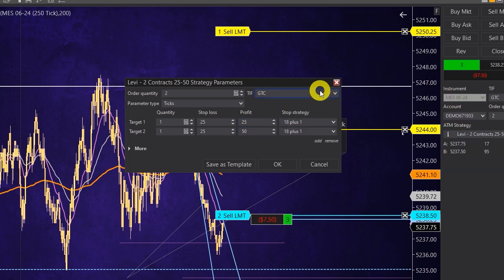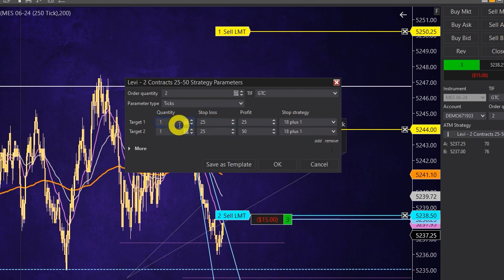Now the stop strategy that I'm trying to use here is once we get to 18 ticks, it'll go to break even plus 1. My profit target is set for 25. Once it gets to 18 ticks, when my profit target's 25, it's going to jump to break even plus 1. So I'll be up 1 tick. And that's for both of these.